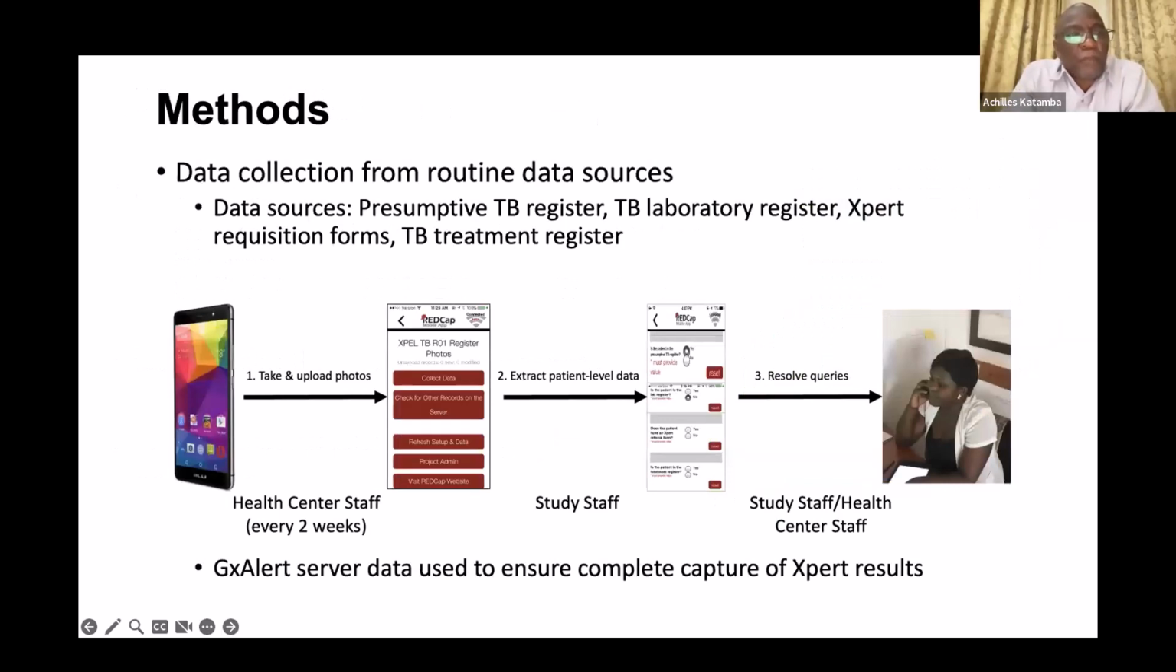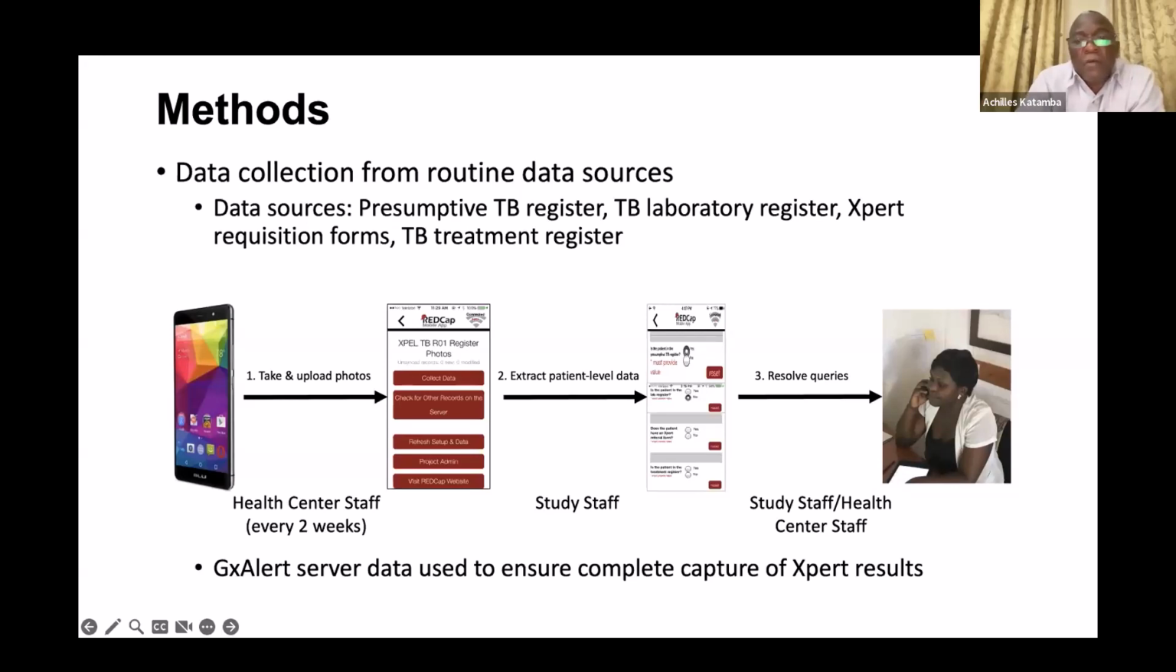How did we collect data from those sites? This was collecting data from routine records. We didn't introduce any new records. We used the sources that exist: presumptive TB register, TB laboratory register, Xpert requisition form, TB treatment registers. We provided a smartphone to each of the selected facilities, and we trained healthcare providers who are not involved in the TB evaluation to take photos of those registers and submit them to a REDCap developed server.